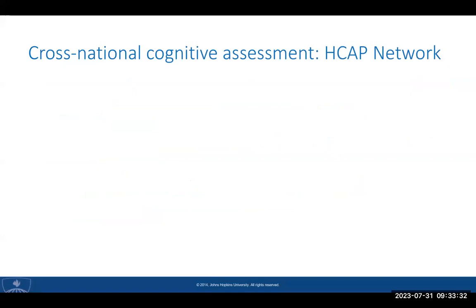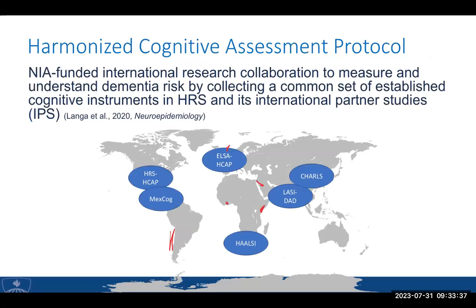So let's shift gears a second time, and I'm going to talk about cross-national cognitive assessment in the HCAP network. The Harmonized Cognitive Assessment Protocol is an NIA-funded international research collaboration that's intended to measure and understand dementia risk by collecting a common, or as common as we could get, set of established cognitive instruments in the Health and Retirement Study in the US and its international partner studies internationally. I'm highlighting six HCAPs that we have in the US, in Mexico, South Africa, England, China, and India.